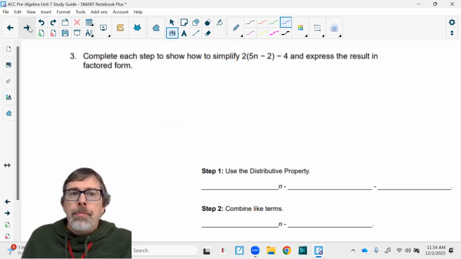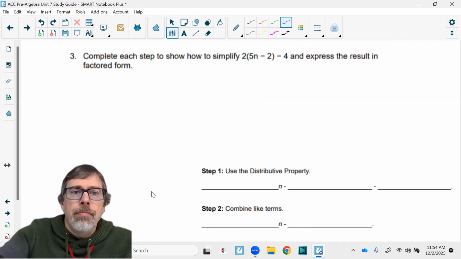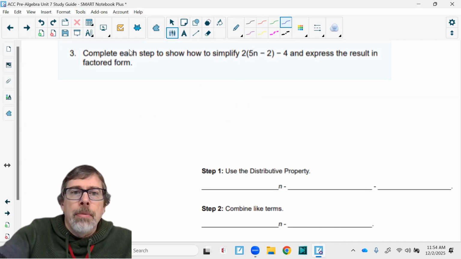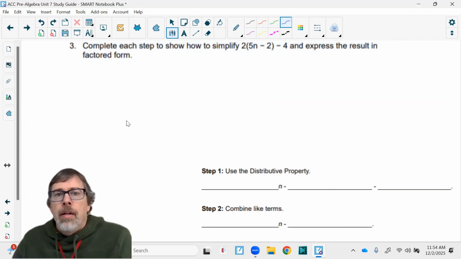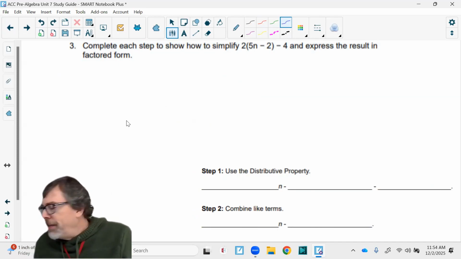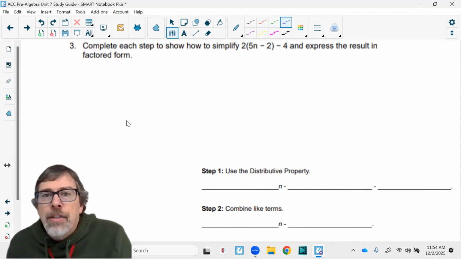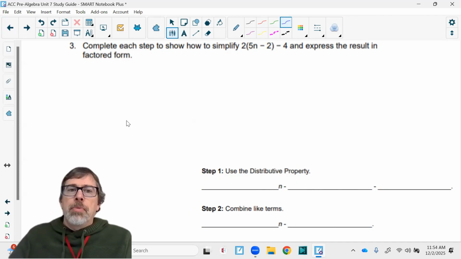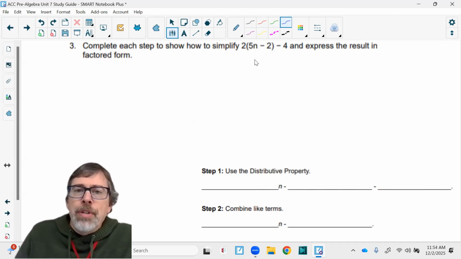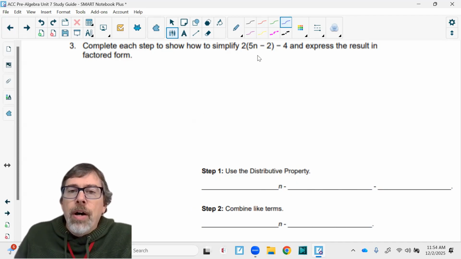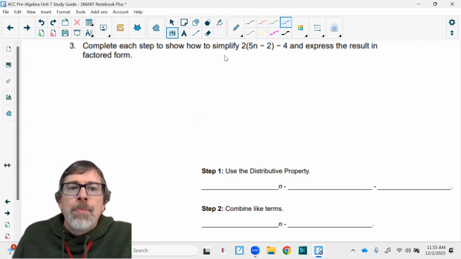Number 3, complete each step below. Let me move this up a little bit. Complete each step to show how to simplify 2 times 5n minus 2 minus 4 more after that and express the result in factored form. So what we say here is 2 times the quantity 5n minus 2, and then minus 4 more. The first thing I'm going to do is distribute.